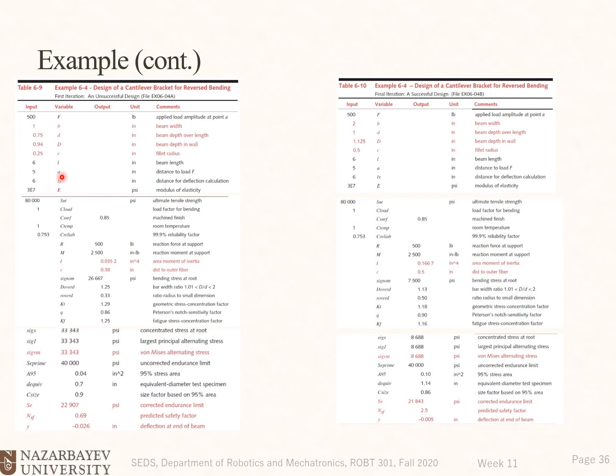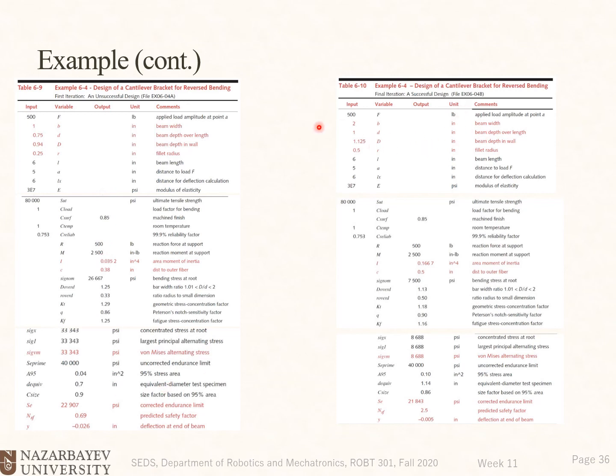Okay, so here you see that we are going through iteration. This table shows us the first iteration, and we ended up with a safety factor of 0.69 and a deflection of 0.026. These are based on the geometries and material that we assumed at the beginning.